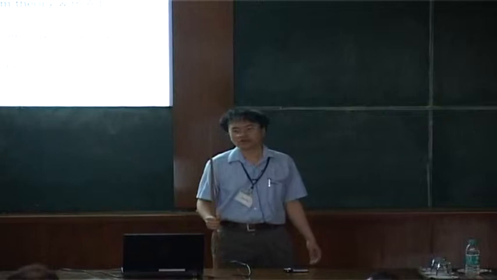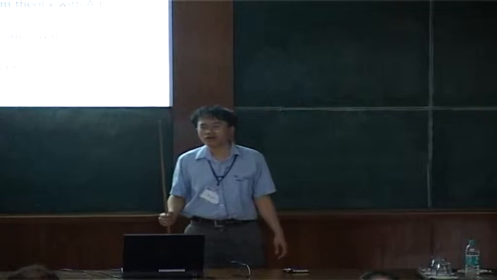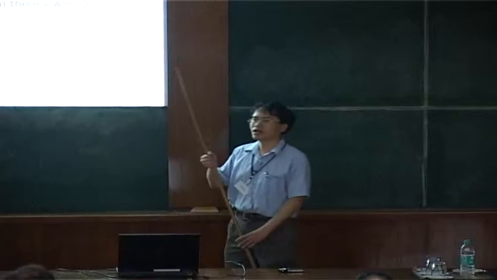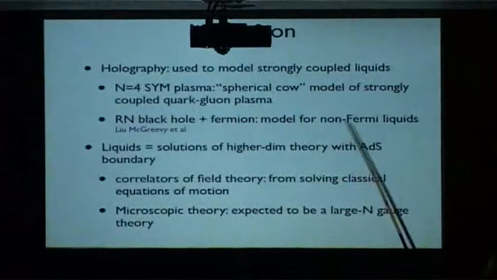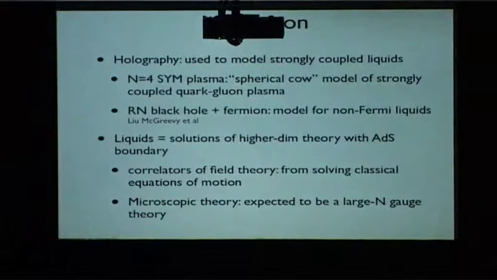More recently, there is a very active direction of research where people try to model non-Fermi liquid behavior of condensed matter systems by starting with some gravity solution, namely a Reissner-Nordstrom black hole, and then put in fermions. The hope here is to construct a model that can be, in some sense, similar to the behavior of, say, high-Tc superconductivity.